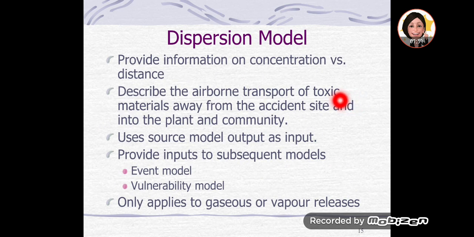Okay, the dispersion model provides information on concentration versus distance. It describes the airborne transport of toxic materials away from the accident sites. So we use the source model output as the input for the dispersion model. This input from the source model gives us the subsequent event model and vulnerability model. That means this gives us what happens when the material is out of the source. Okay, so it only applies to gas or vapor releases.